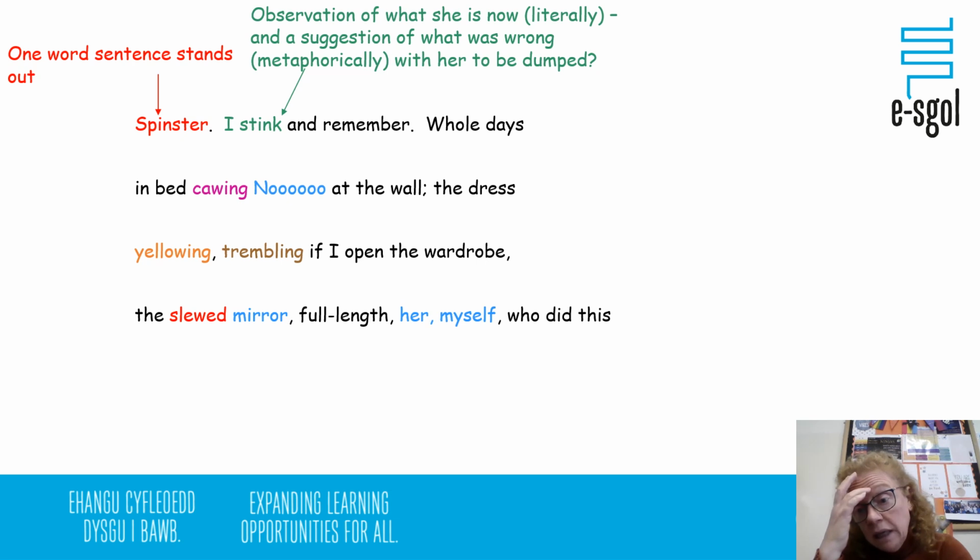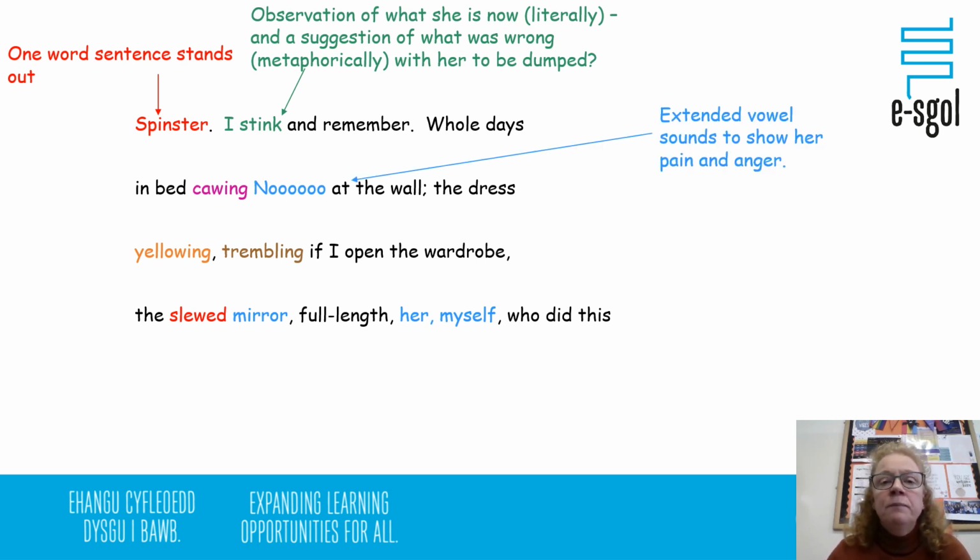She talks about stinking. "I stink and remember." Is that literal? Is that a real sense that she smells because she's been in this wedding dress for a long time since she was jilted? Or is it the sort of metaphorical idea that something was wrong, she got dumped, there's a stink to the fact that she's been dumped and she's not sure why or what was the reason?